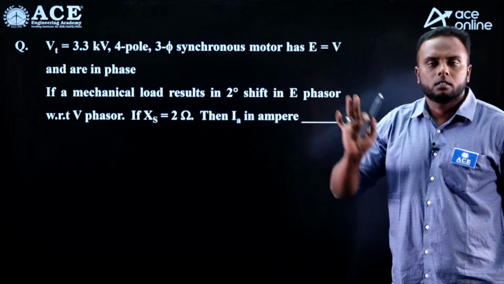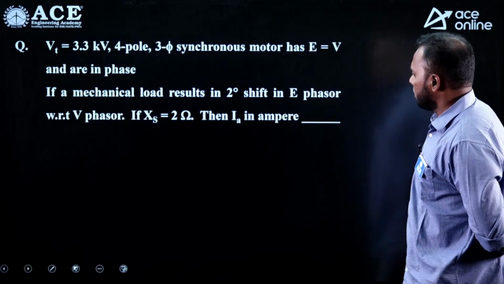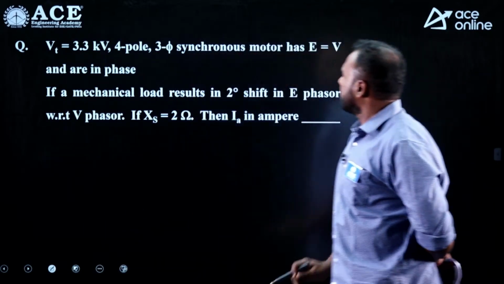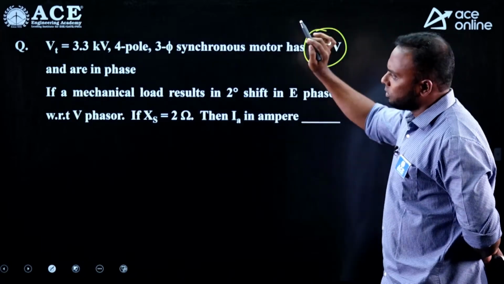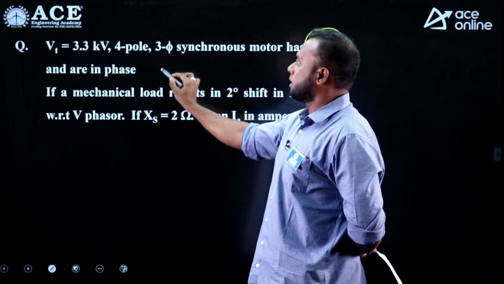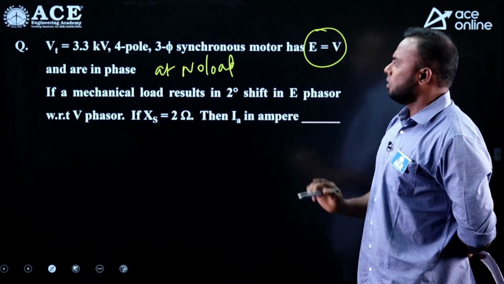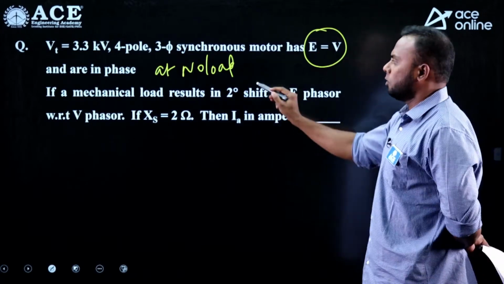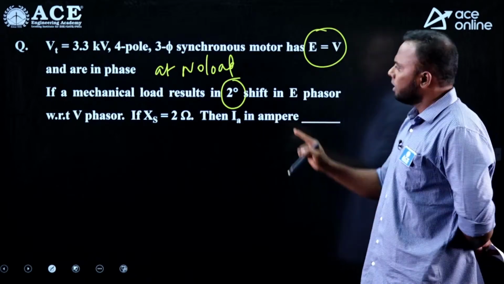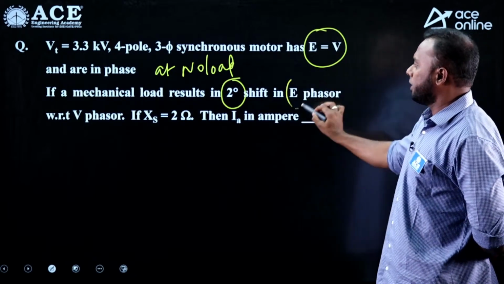Given the voltage it is operating is 3.3 kV, a 4-pole 3-phase synchronous motor has E equals V. So the magnitude of EMF equals the supply voltage and they are in phase at no load condition. Okay. If a mechanical load is applied, it results in a load angle of 2 degrees. So whenever mechanical load is connected under load condition, there is a 2 degree load angle here, which shifts the E phasor.